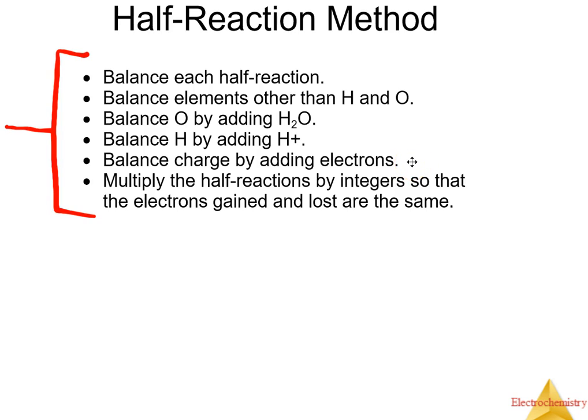So here's some more. After we have the half reactions, we're going to balance them. To do so, we're going to balance elements other than hydrogen and oxygen. Then we'll balance oxygen by adding water. Then we're going to balance H by adding H+. Then we're going to balance the charge by adding electrons. Then we're going to multiply half reactions by integers so that the electrons gained and lost are the same.